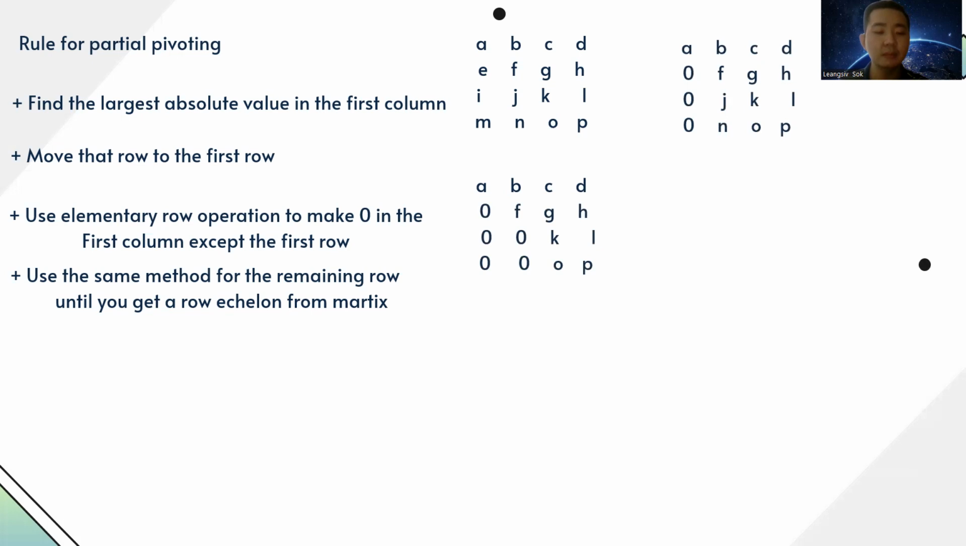And we keep doing this until we get a row echelon form, and then we do a substitution to find the answer.